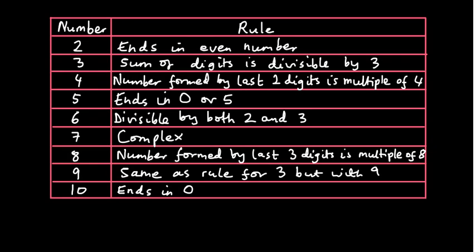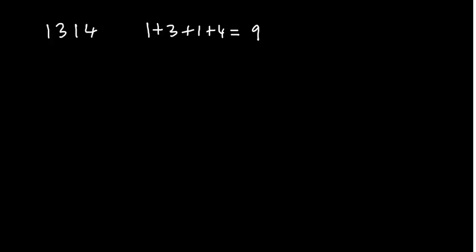And this actually works for 9 as well. So if the sum of the digits is divisible by 9, then the original number is also divisible by 9. So this number would be divisible by 9.